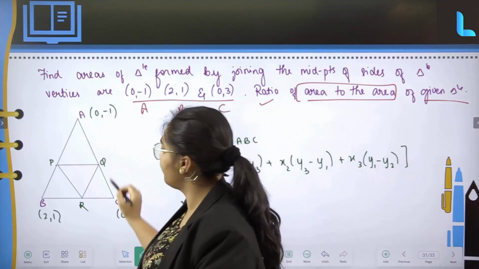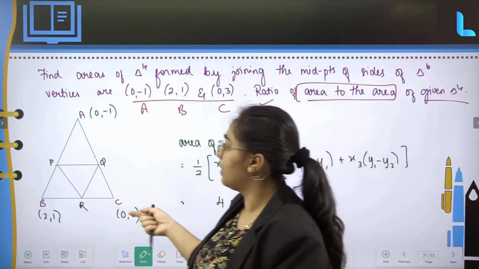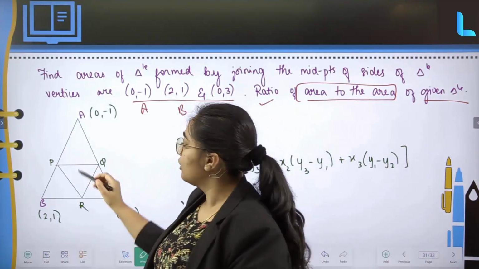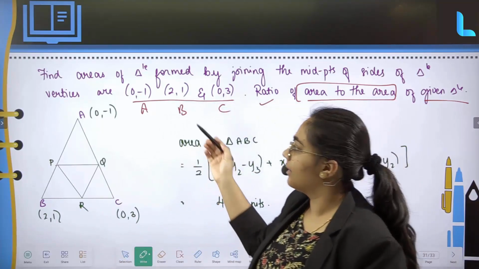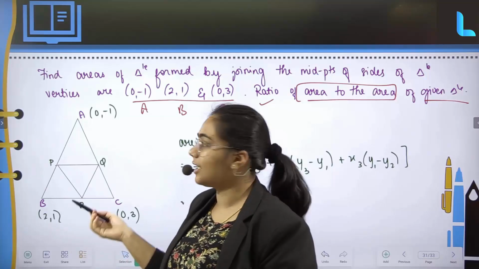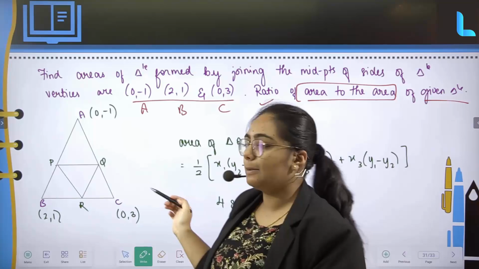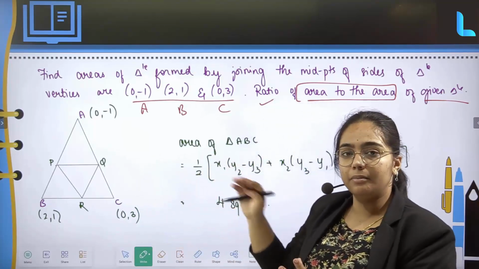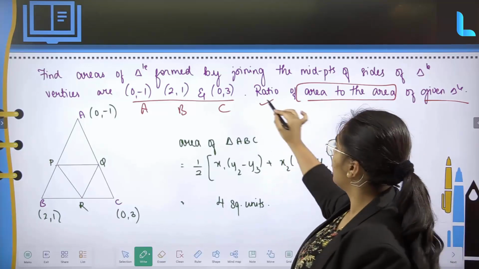What does it mean? First, find the area of triangle ABC. Once you have the area of ABC, you should also find the area of triangle PQR. Then you have to find the ratio, which is the area of triangle ABC divided by the area of triangle PQR. When you get a number, you write it in ratio format. That is going to be your required part.